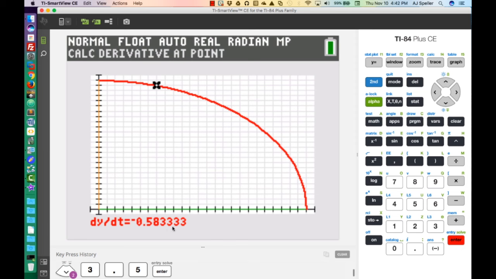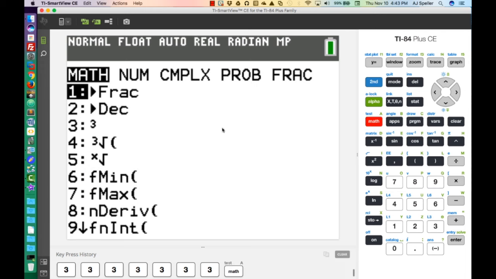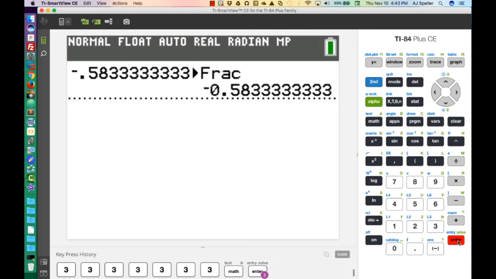And here I see that dy/dt is negative 0.58333 repeating. So now let's do second quit and put that in to verify its fractional equivalent. And that's negative 0.58333. So we have negative decimal point 58 and several 3's. Press the math button. It's already set to fraction, so we're going to convert that to its fractional equivalent. We press enter 2 times, and it did not change.